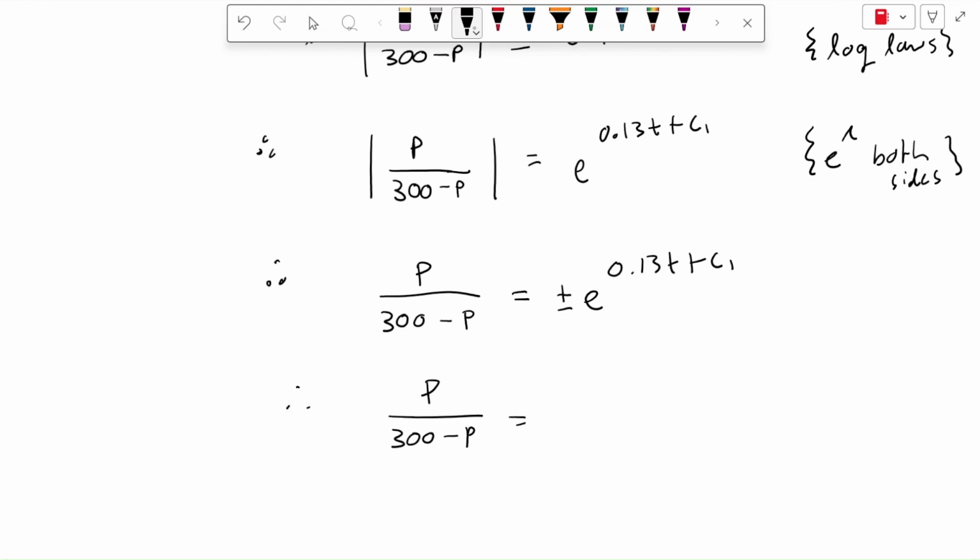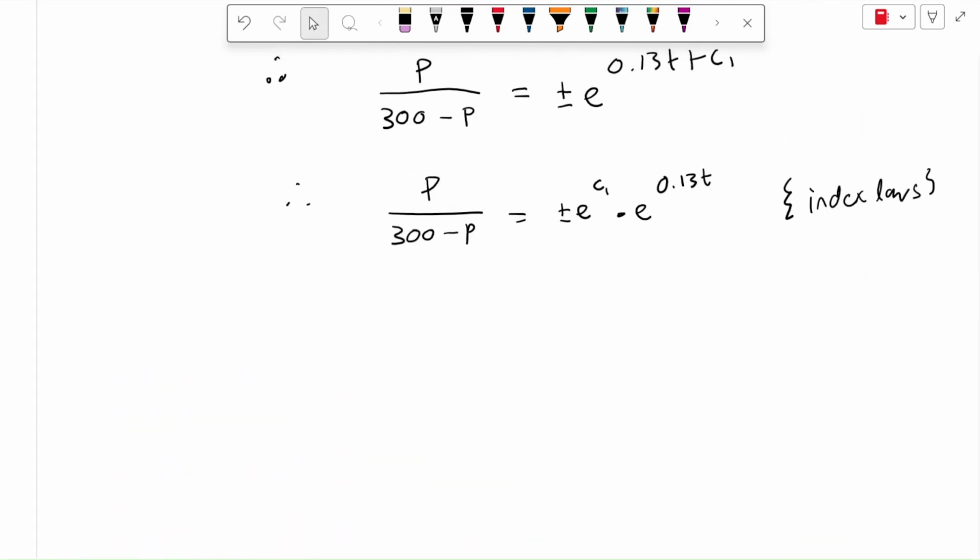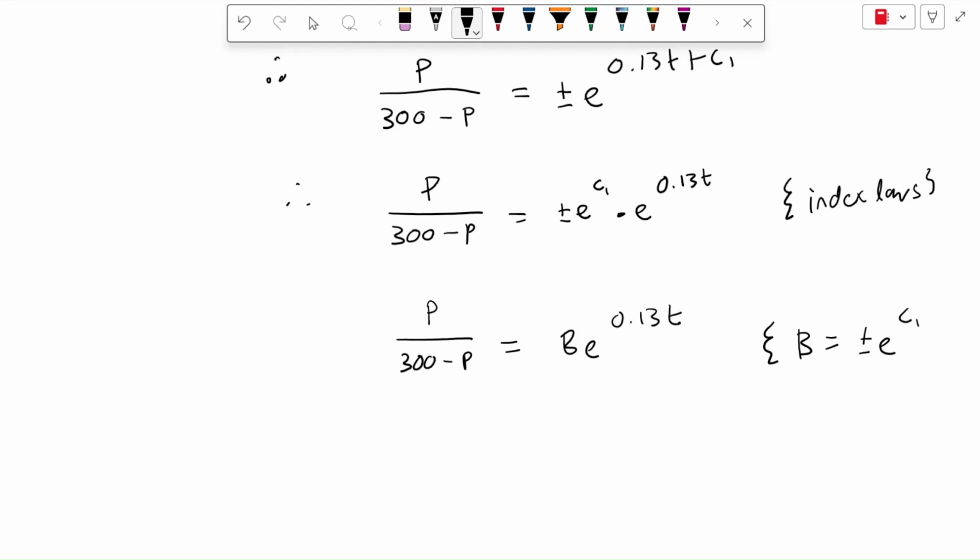So I'm going to split, so plus or minus e to the c1 times e to the 0.13t. So this is index laws. And then we're going to rename e to the c1 as a constant. So we're going to call that constant b. Maybe b for banjo or something. Okay, b is plus or minus e to the c1.